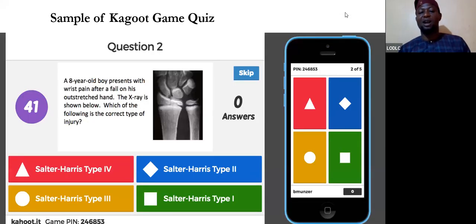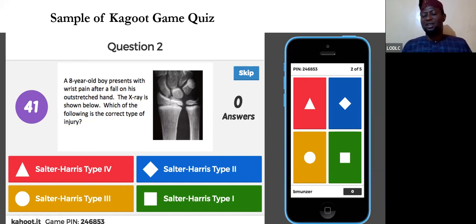So this is an example of a Kahoot game quiz. We have an 8-year-old boy presenting with wrist pain after a fall on his outstretched hand. The X-ray is shown below. Which of the following is the correct type of injury? If you look at this, the correct answer is Salter-Harris type 1, and if you choose Salter-Harris type 4, you are wrong. So that is why this person chose A for this answer, but the answer is Salter-Harris type 1. So this is an example, we have so many gamified quizzes.